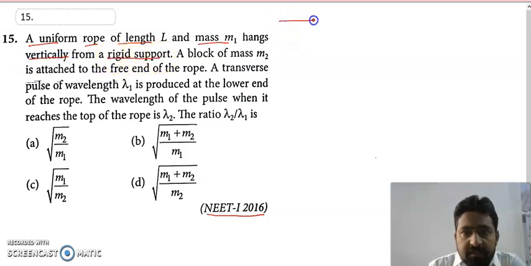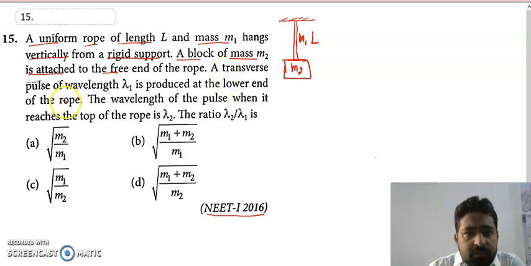Okay, so let's see. This is called a uniform rope, with mass M1 and length L. A block of mass M2 is attached to the free end of the rope. This mass M2 is attached to this string.